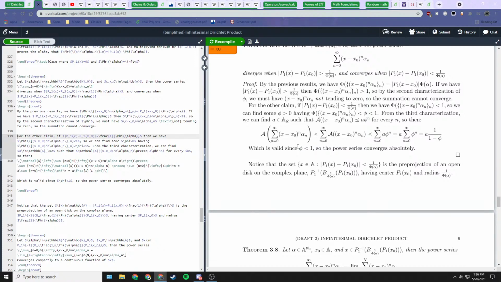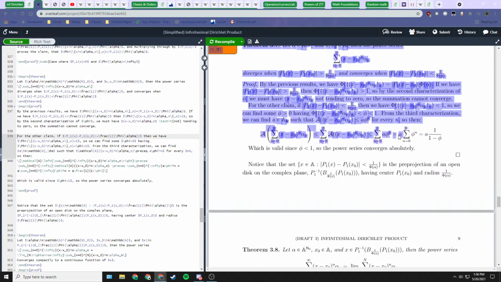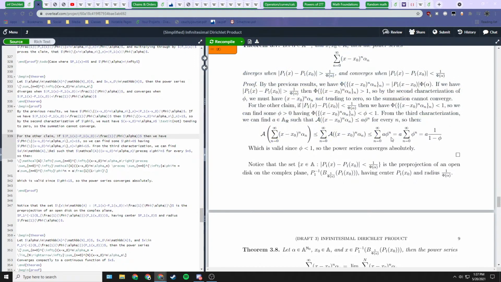In case this isn't super clear, we can also go in reverse. Because phi is less than 1, a times this 1 over phi of whatever is just equal to this a times the summation. We could pull this a in. We could replace this whole term with these absolute values, and so we know all of this converges. But then this is just absolute convergence of this power series. So that's absolute convergence.